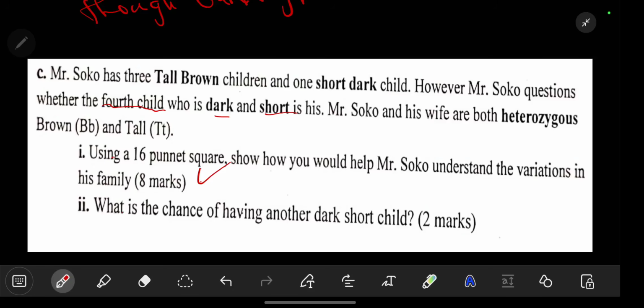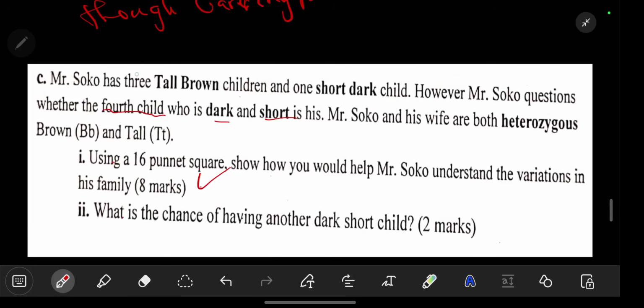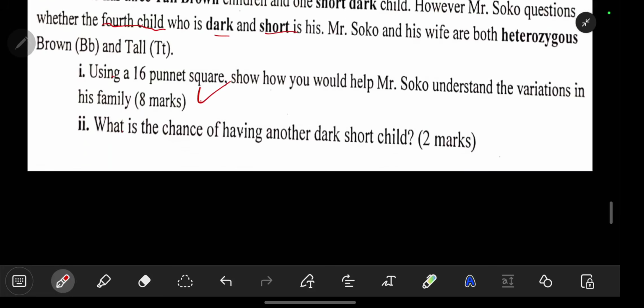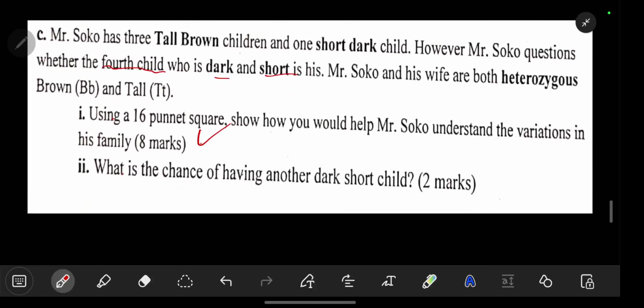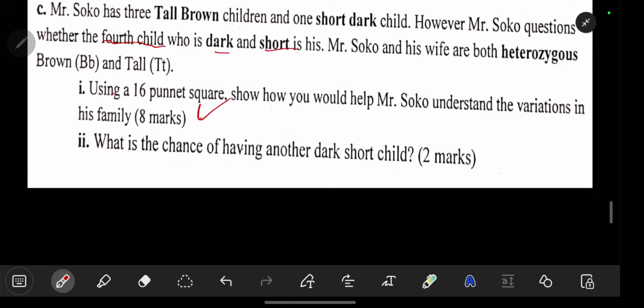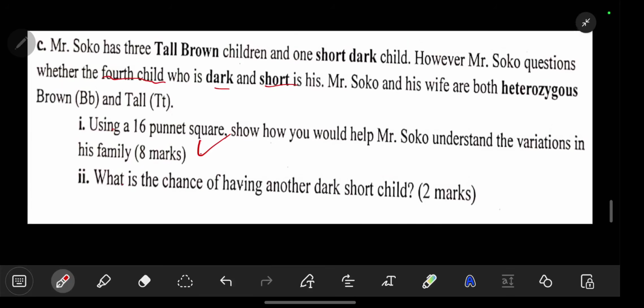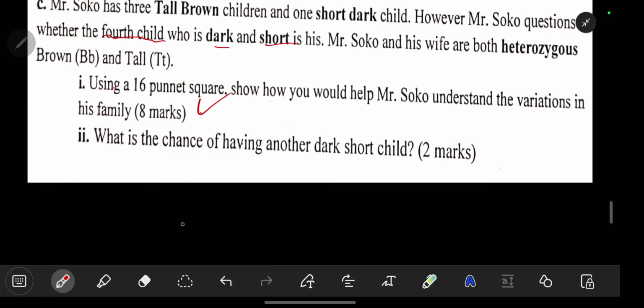So what is the chance of having another child who is dark short? So we are going to have the 16 Punnett square. We have these are heterozygous, meaning to say we are going to have something like, which traits are there? We have tall. Okay, so tall brown. So let's begin with our tall brown there, or we can just interchange them, it's still okay.